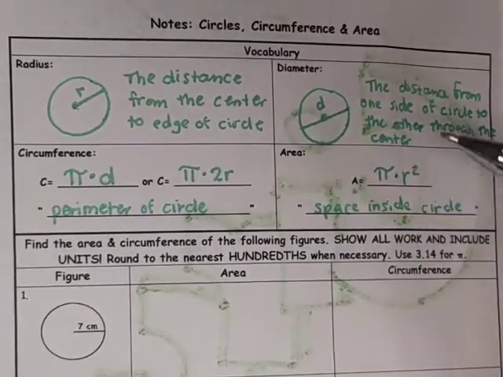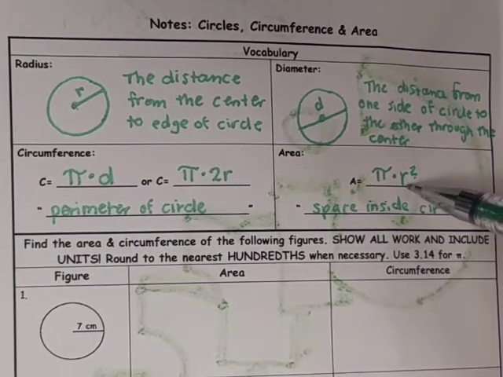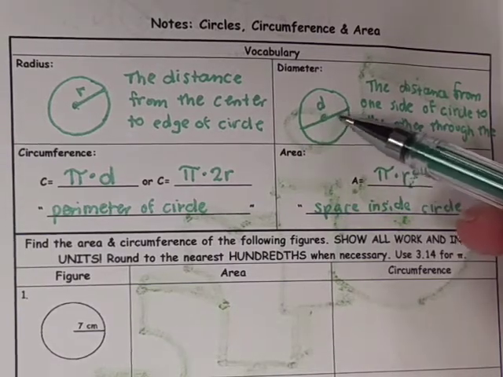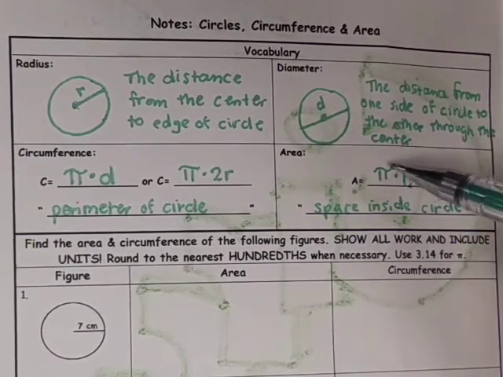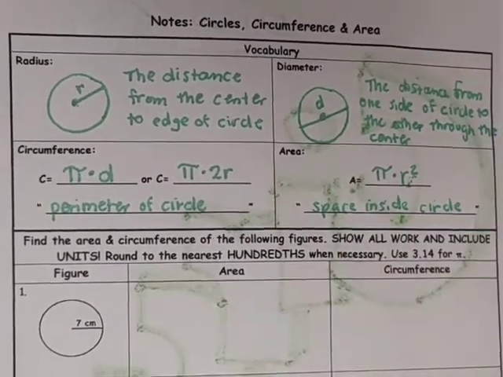To find area of a circle, you do pi times radius squared. So you have to have a radius, and if you don't, then make sure you cut your diameter in half, and then you square it, and then you multiply times pi. And your area is just the space inside the circle.